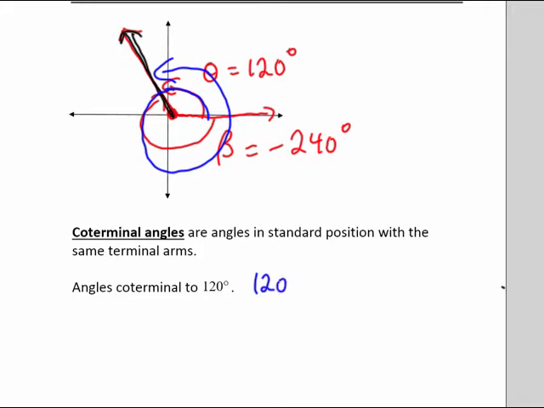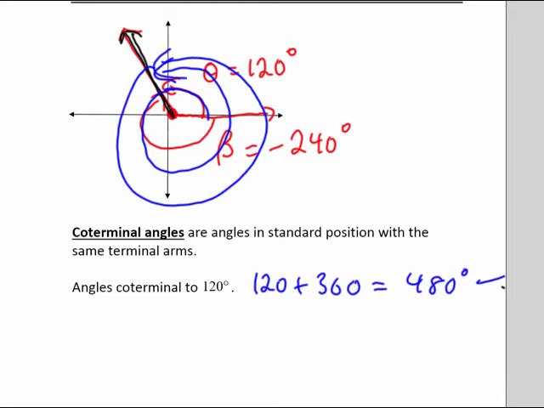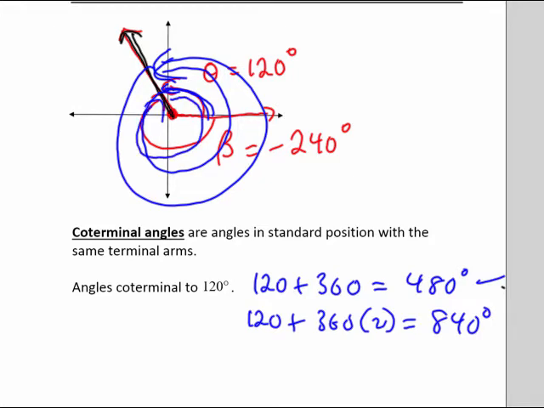So 120 plus 360, which is 480 degrees, is coterminal to the original two. If I add another 360, 840 is coterminal. Let's go back to my 120. If I go in the other direction from 120, so if I subtract, going clockwise, 360, I get to the negative 240 that I talked about earlier.